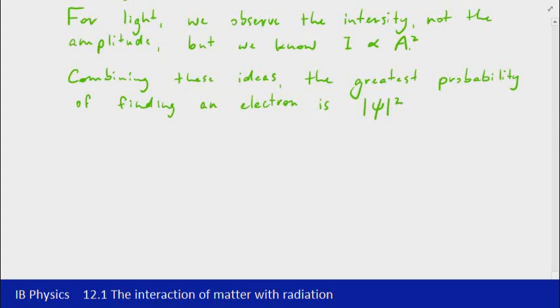So where that magnitude, the square of the magnitude of the wave function, is a maximum, that's where we're going to see the greatest probability of finding an electron. And it follows logically from that, where the square of the magnitude of the wave function is 0, there is 0 probability of finding an electron.